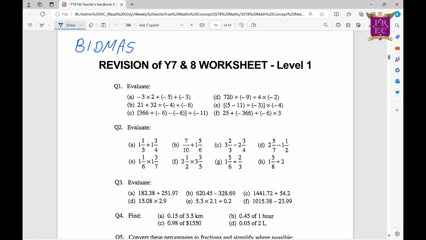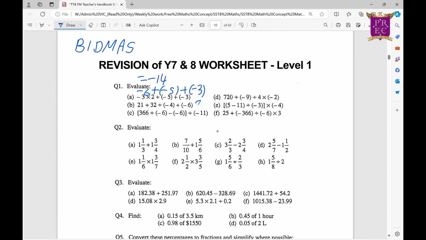So here we've got multiplication, so we'll follow that first. So -3 times 2 gives us -6, and then plus -5, and then plus -3. Okay, so -6 minus 5 gives us -11. -11 minus 3 gives us -14. So that's the answer. You just use this order for the rest of the questions, and you can get the answer for them.